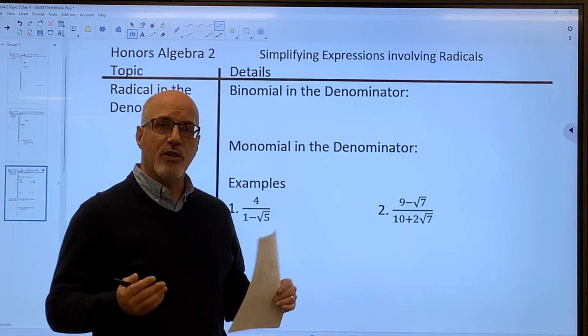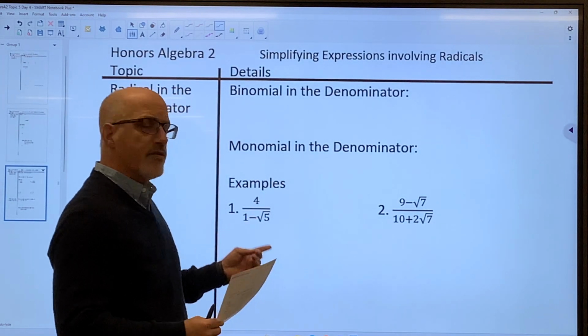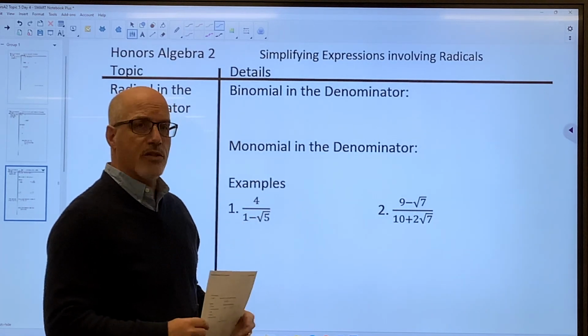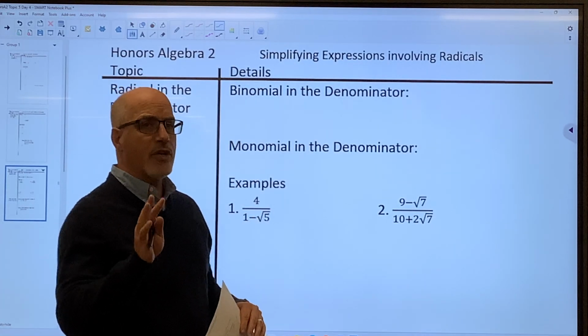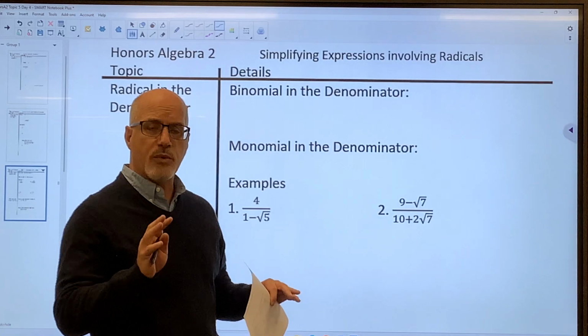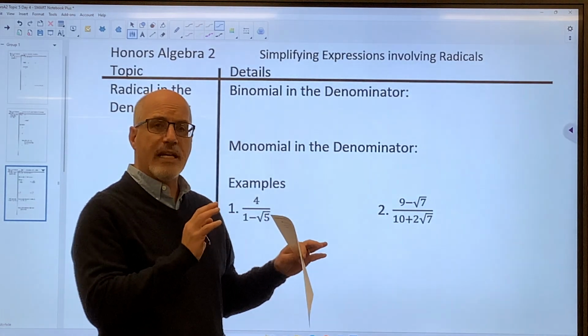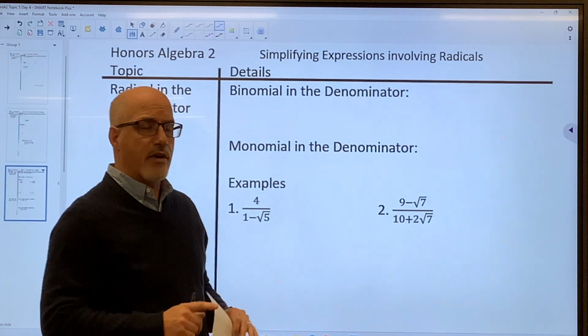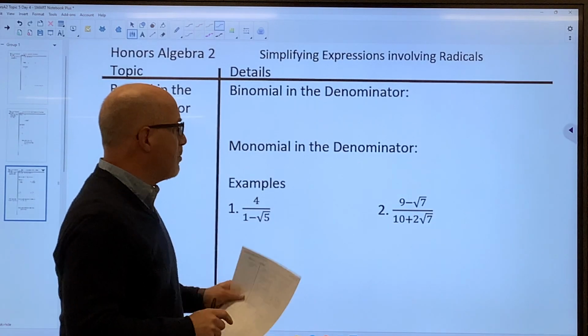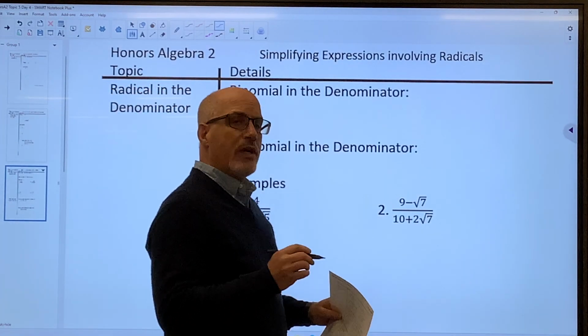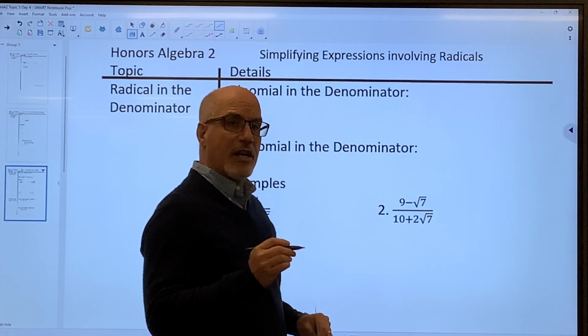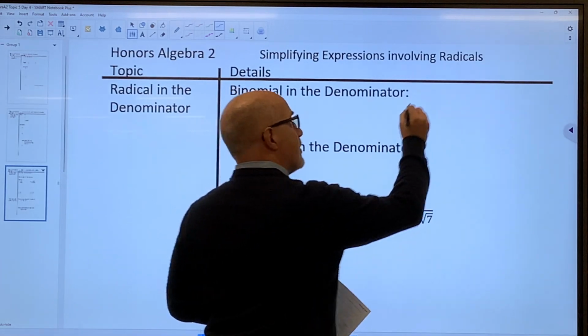If you have a binomial in the denominator that involves a radical, like one of these two, and here we're only going to look at square roots. We're not going to look at other indices like a cube root or a fourth root. But when you have a binomial in the denominator, you're going to multiply the top and bottom by the conjugate.